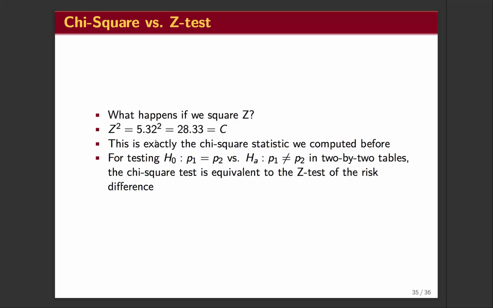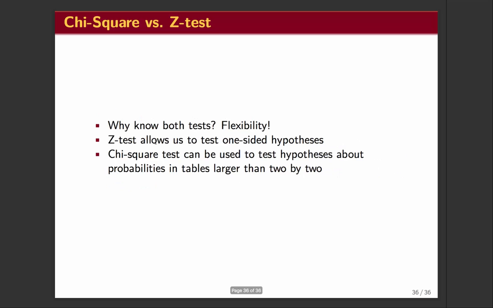So if we actually went through and did, in this example, a test of proportions, we would end up getting a z-value of 5.32, which we can recover by taking the square root of 28.33, which was our chi-squared value. So this is specific to 2x2 tables, but there's a reason that maybe we would want to do this as opposed to using the chi-squared test, for example.